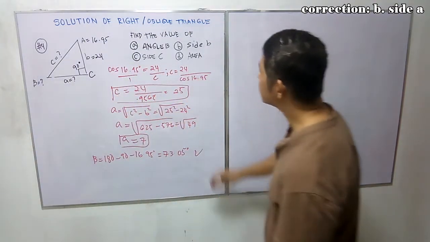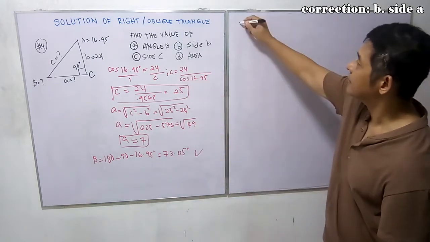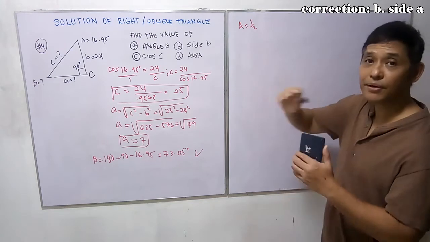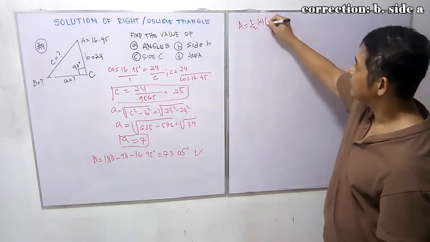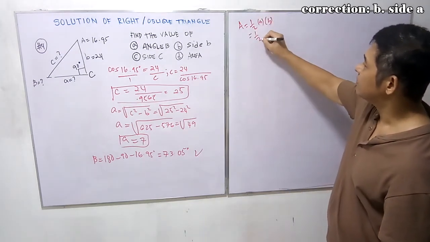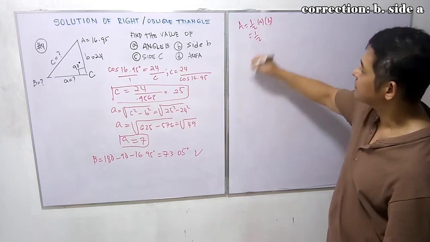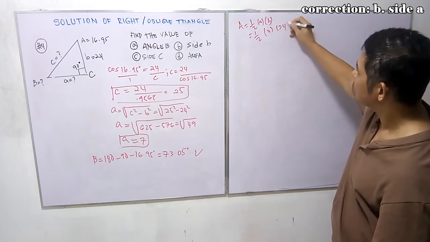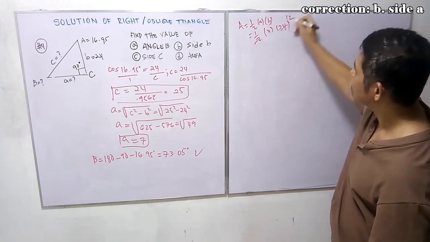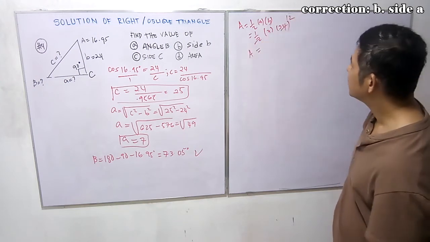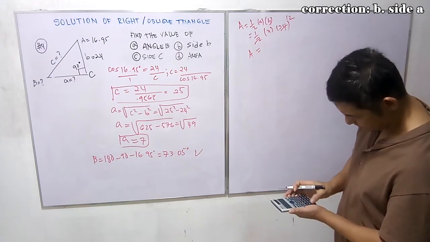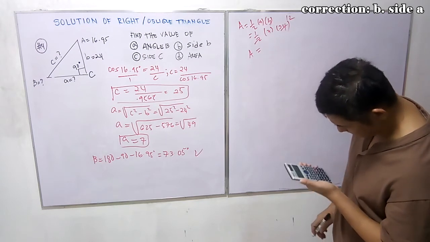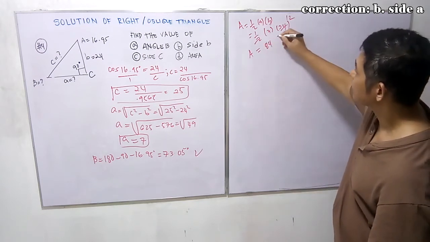And yung last, yung letter D, yung area. So pagka right triangle, ang formula niya is 1/2 times the product of its legs, A and B. So 1/2 times, what is A? A is 7 times B is 24. Half of 24 magiging 12. Therefore, 12 times 7 is 84 square units.